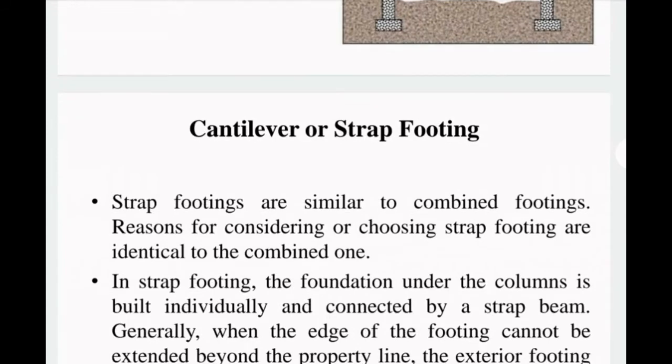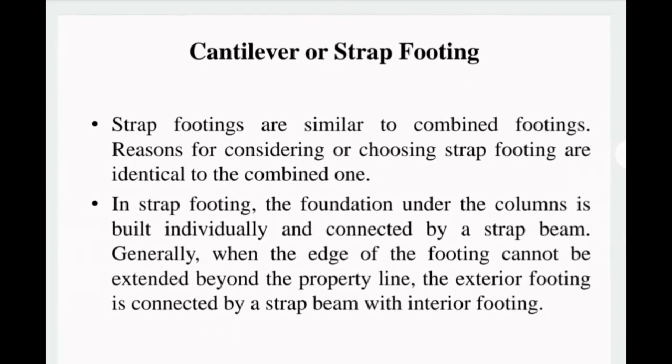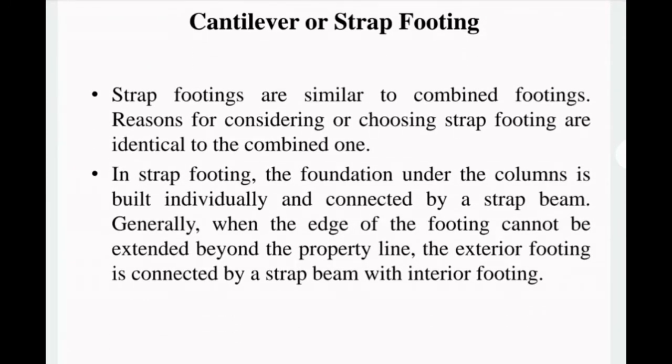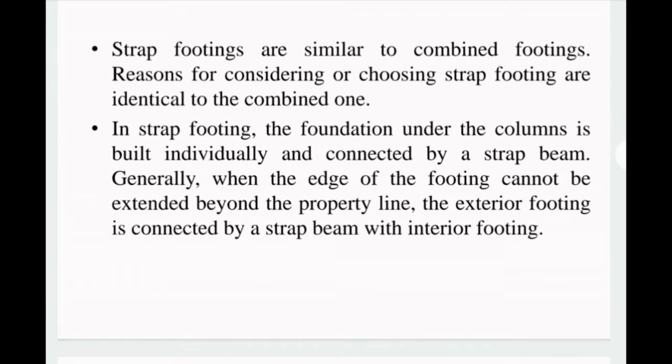Next we are going to see about the cantilever or strap footing. The cantilever footing is also similar to the combined footing, and the reasons for choosing the strap footing are identical to the combined one. The foundation under each column is built individually and connected by a strap. If the two columns are nearby each other, they are connected by a strap, and this is also known as the strap footing.